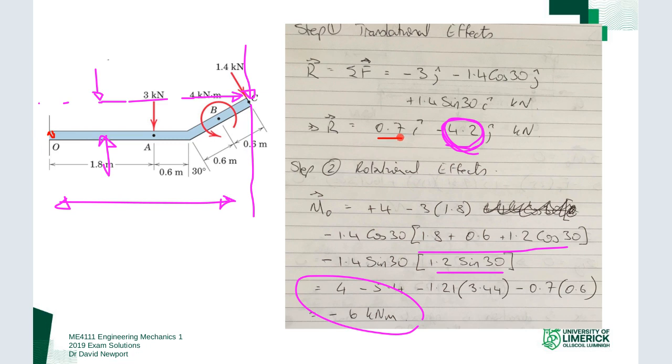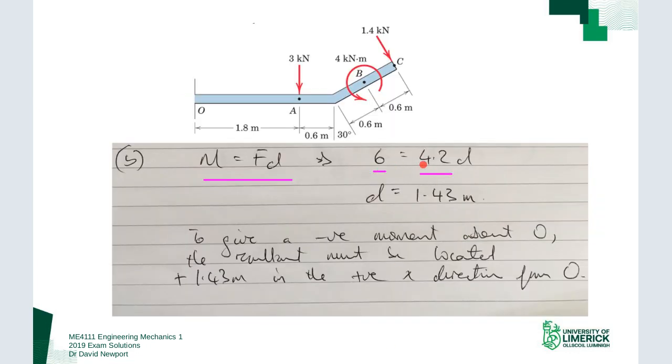If I took the i hat term there, I'd be looking in the y axis relative to point O. So again, I could do that. I could locate where that force is. Okay, but given the way this is in terms of the beam, it's better to locate it in terms of where it cuts the beam. So I'm going to do it in terms of the j hat. So I take the 4.2, and so I get 6 equals 4.2 times D. Solve for D is 1.43.